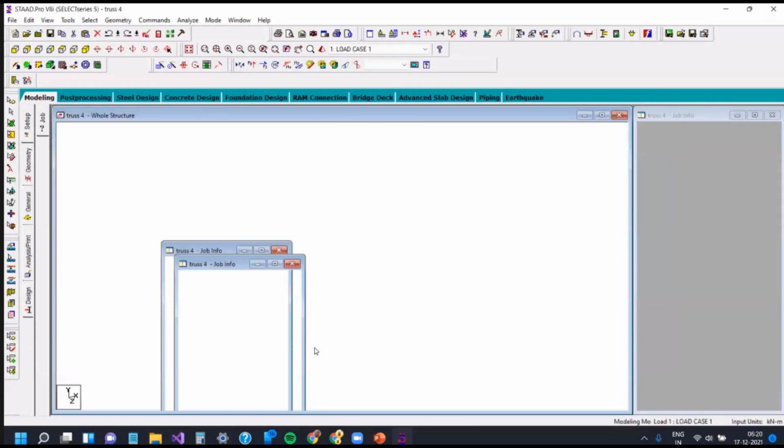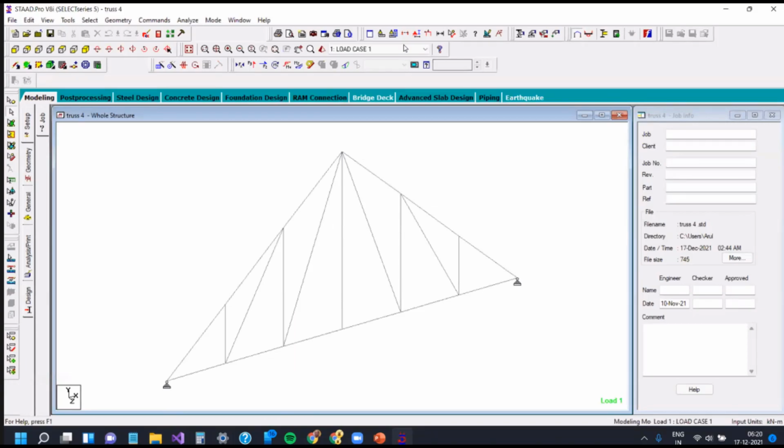Okay, this is a very common truss. Let me see what the load is. Okay, good. So this is a central concentrated load.